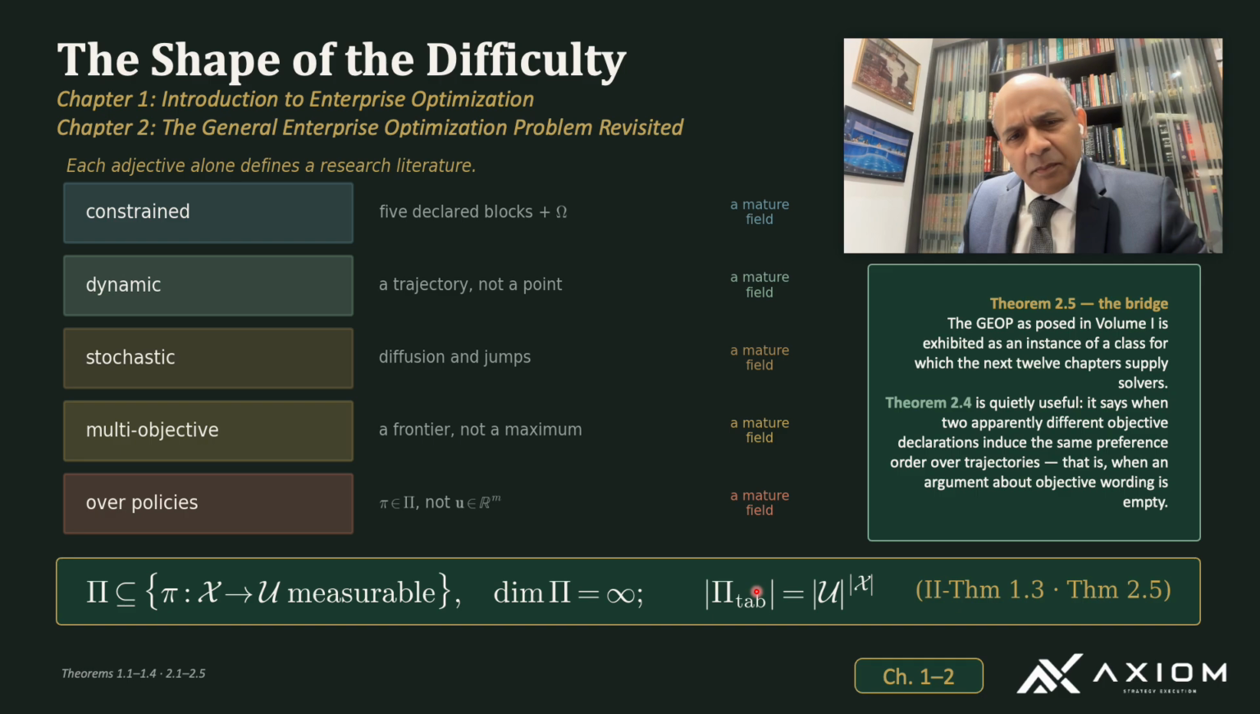And the number of tabular policies is u to the power x, which means if both the state space and the action space are finite, a tabular policy assigns one action to every state. With u possible actions over each of x possible states, the total number of possible policies is u to the power x. Even in a finite tabular setting, the number of possible enterprise policies grows exponentially with the number of states. In continuous settings, the policy problem becomes infinite dimensional.